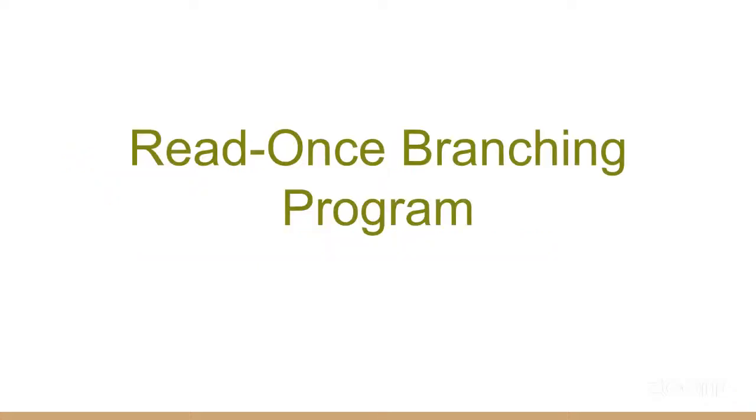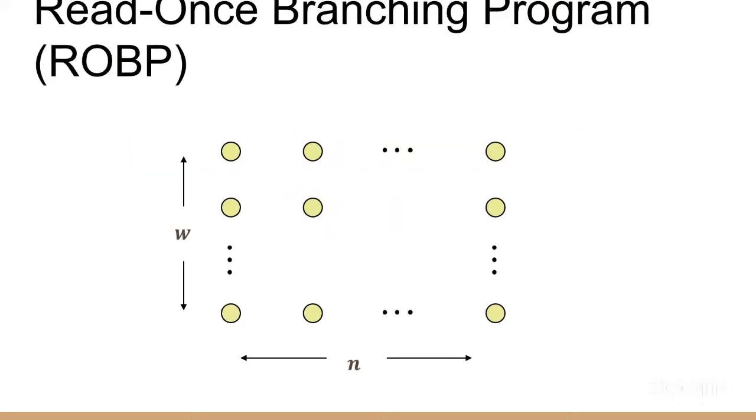Okay, so let's start with what is a read-once branching program. A read-once branching program is a non-uniform model of computation where your computation is represented by an acyclic directed graph with W times n nodes. That is, the computation is divided into n layers and each layer contains W nodes, and these nodes represent the state of the algorithm in this layer. So how do you do computation here?